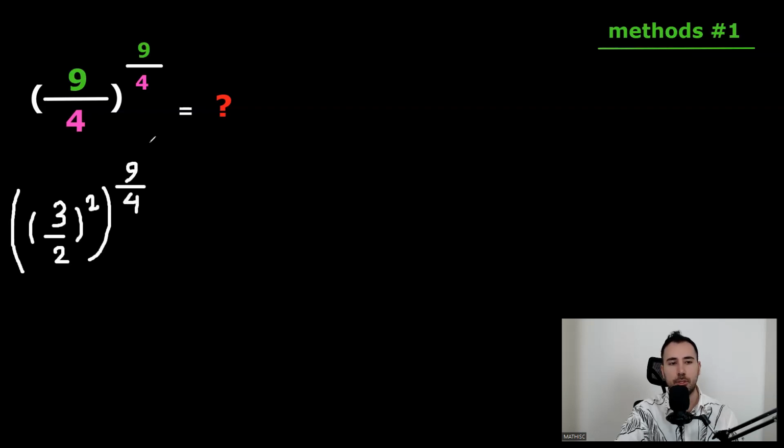Okay. So do you know how to simplify this, right? We are allowed to multiply these two, 2 times 9/4. Okay. I'm going to write this as (3/2) to the power of 2 times 9/4. These will be simplified. So we could just write it as 9/2. Okay.